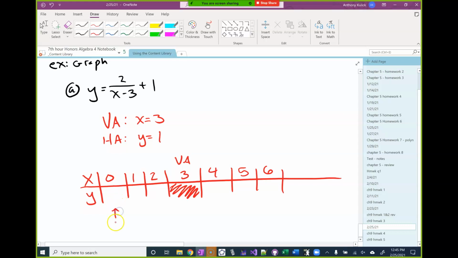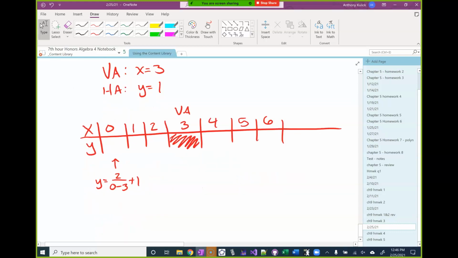So I just take my function, plug that value for x in, and then I can evaluate. So 0 minus 3 is negative 3. 2 over negative 3 is negative 2/3. Negative 2/3 plus 1 is positive 1/3. But since I'm graphing, I'm just going to write it as a decimal because it's much easier to graph if they're decimals rather than fractions, right?